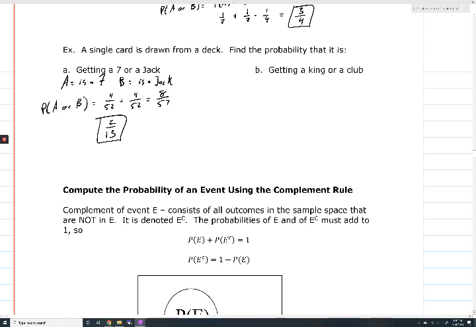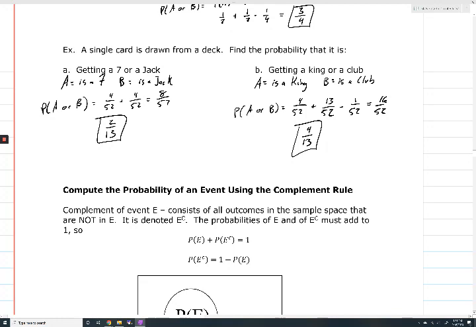13ths. A king or a club. Again, A is a king, B is a club. Probability of A or B. There's 4 kings. There's 13 clubs. But unlike the 7 or jack, there is an overlap. We talked about this in 5.1. There is a king of clubs, so we have to subtract that king of clubs. And that brings our total to 16 minus 1, which is 4 13ths.